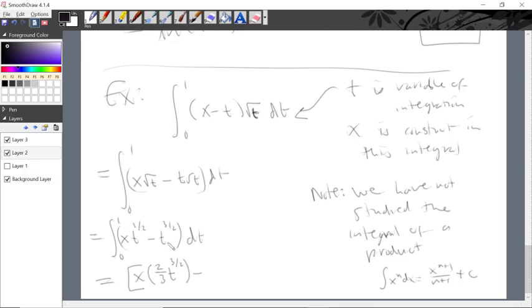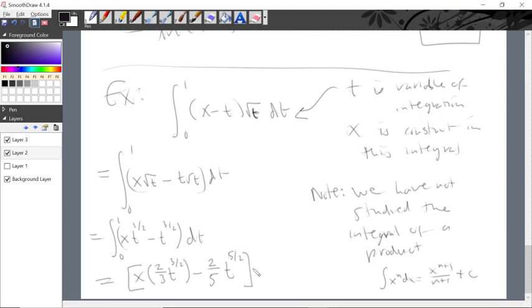Minus, now we can find the antiderivative of t to the 3 halves by adding 1 to the exponent. That would give us 5 halves, and dividing by that new exponent. Well, dividing by 5 halves is the same as multiplying by 2/5. So 2/5 t to the 5 halves.